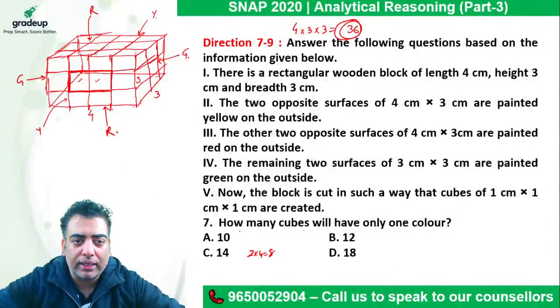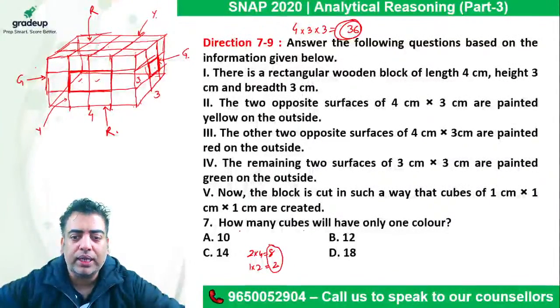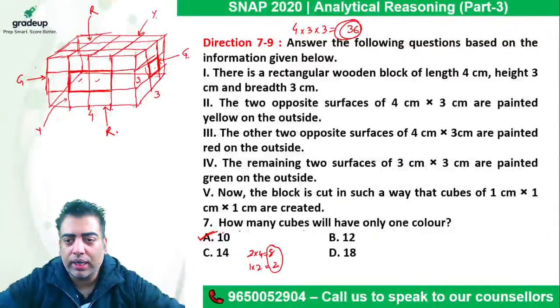Likewise, on this side, this is the only one whose boundaries are not touching the edges. And likewise, on this face also, there will be 1. So 1 into 2, it comes out to be 2. So the total number of cubes which have only one color comes out to be 8 plus 2, which is 10 in number.